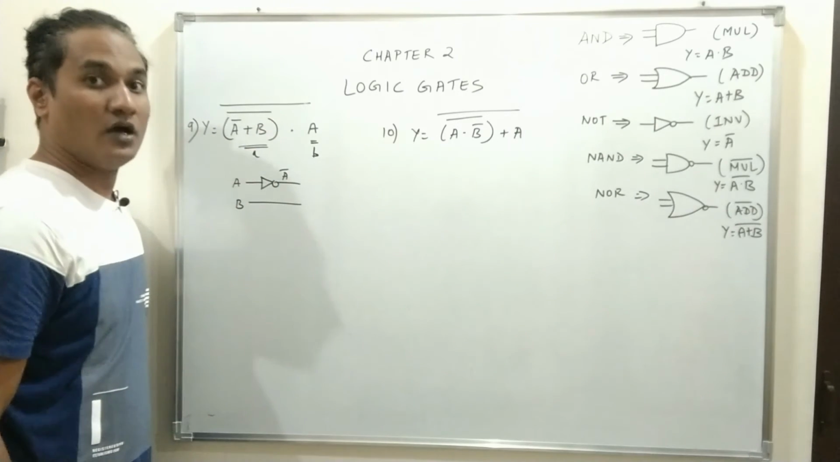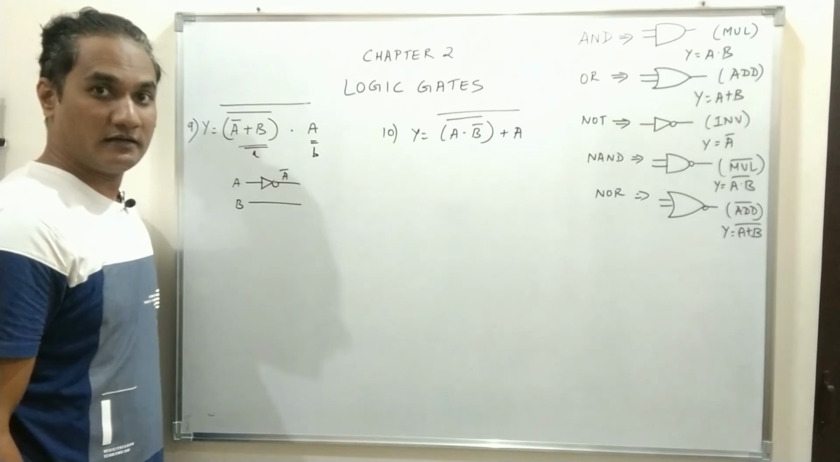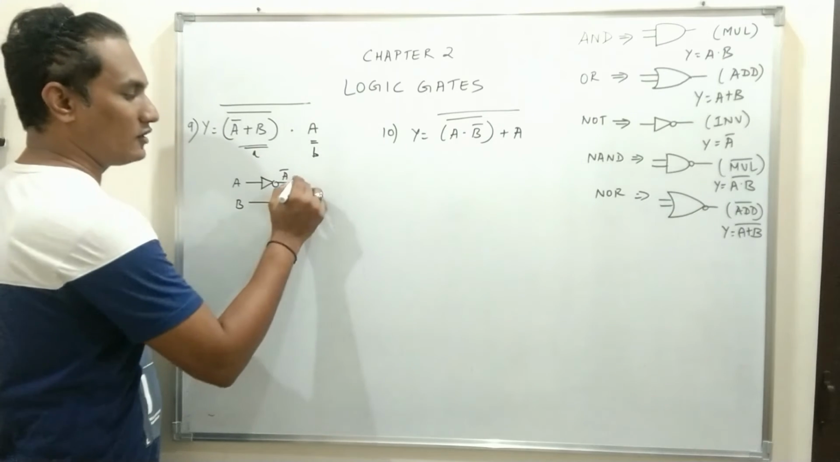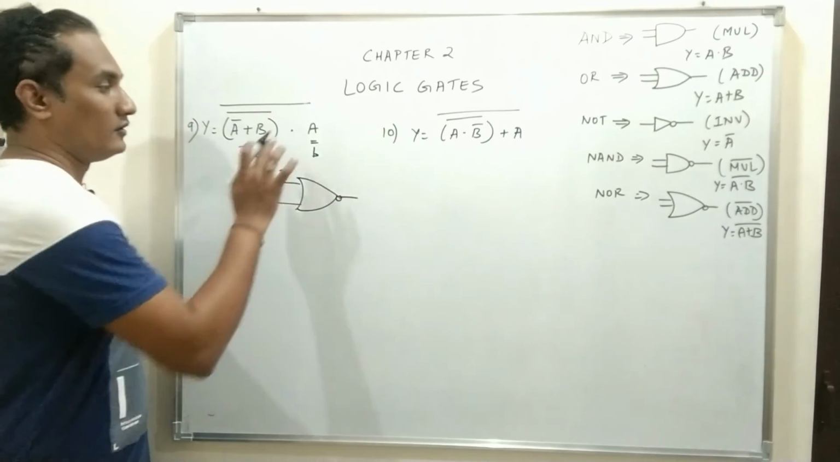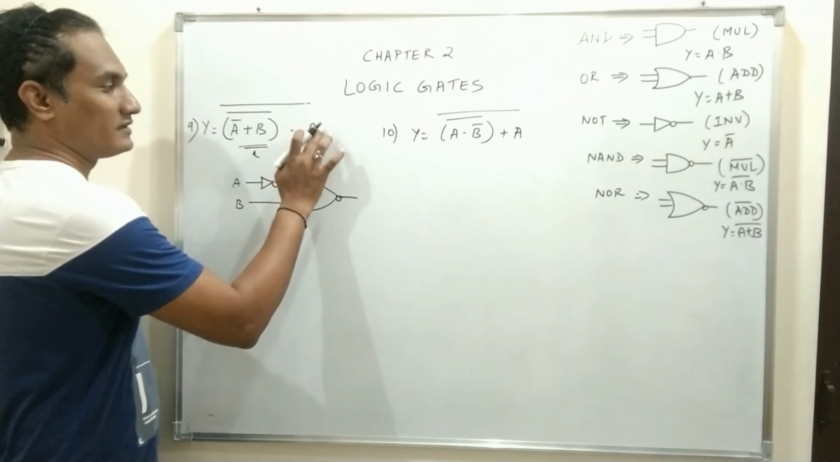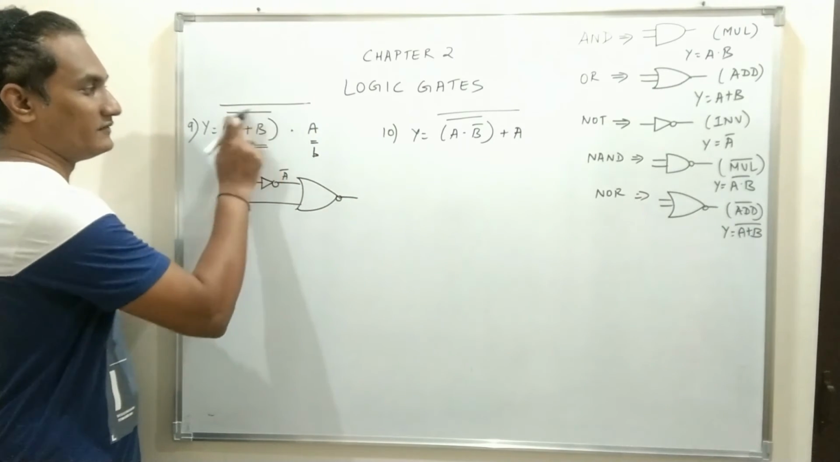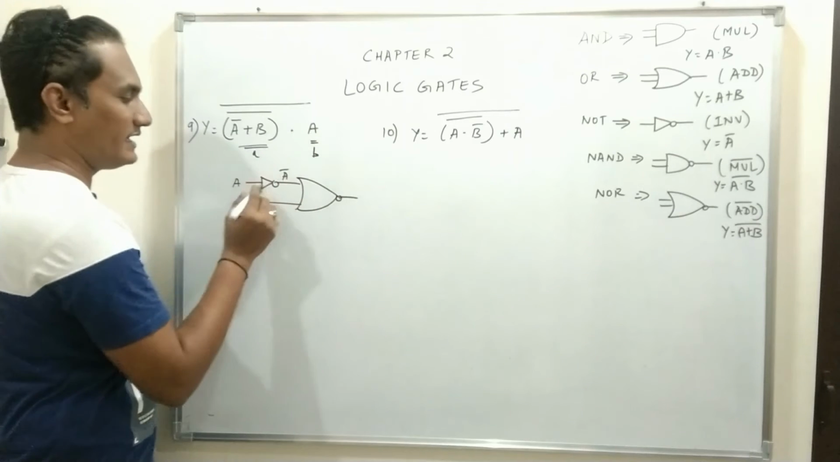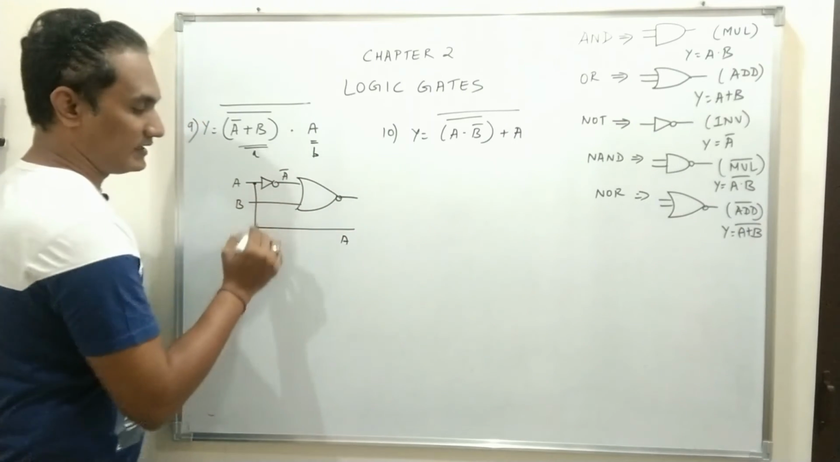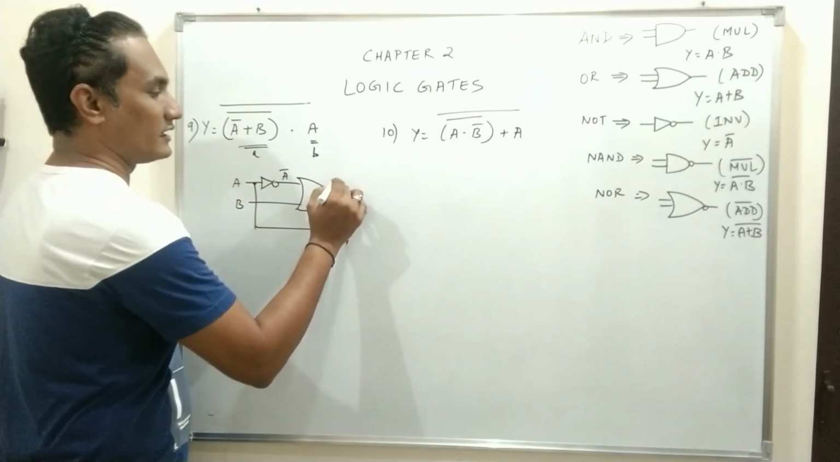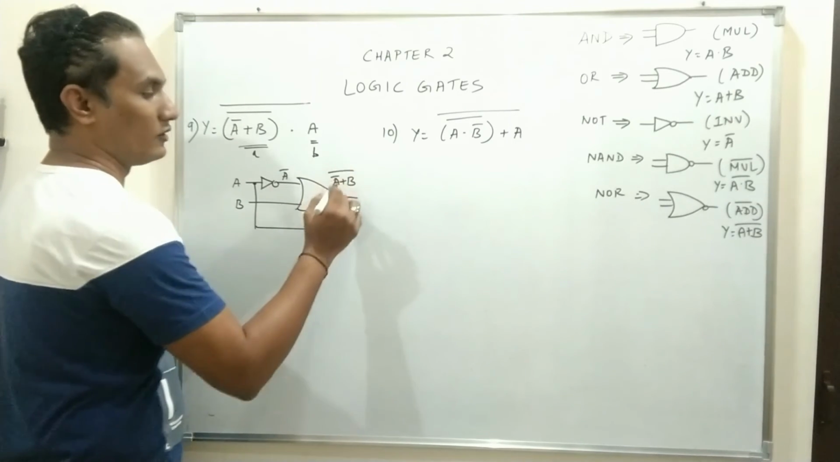Plus means OR gate, and the whole complemented, OR complemented, is NOR. So you connect by a NOR gate. What is the next expression? This we have already achieved. Next is B, that is A. It is simple. B will be a straight line from A. So this is your A bar plus B whole bar, and this is A.